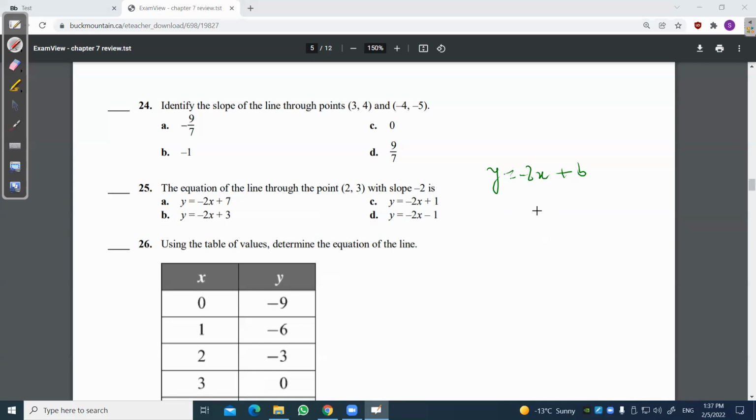What do you do with the point? Oh, you plug it in as x and y to find what b is. Like that. Plug y as 3, plug x as 2. So you get 3 equals -4 plus b, right? How do we solve for b? You add 4. Yeah, so b is 7. So the y-intercept is 7. And there's only one, and the answer is A.